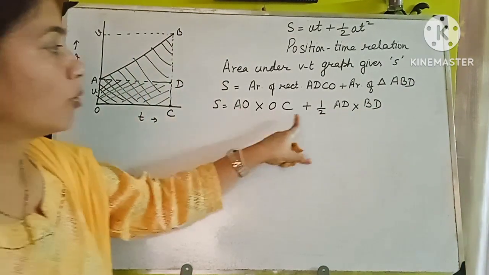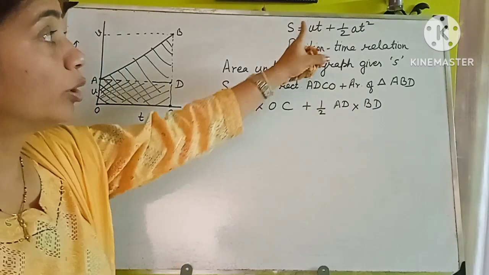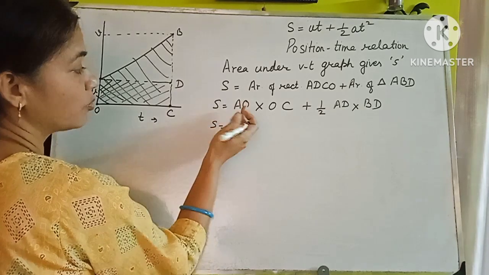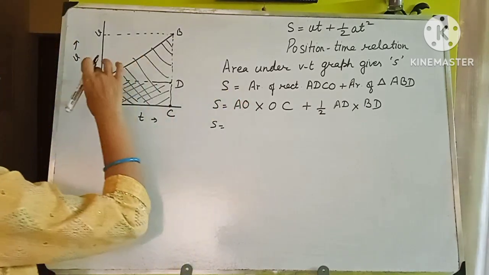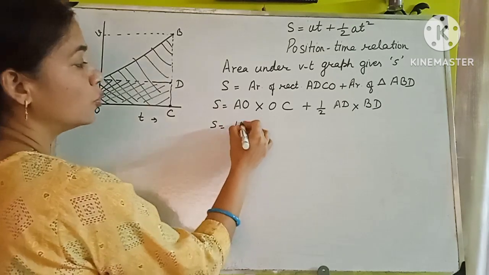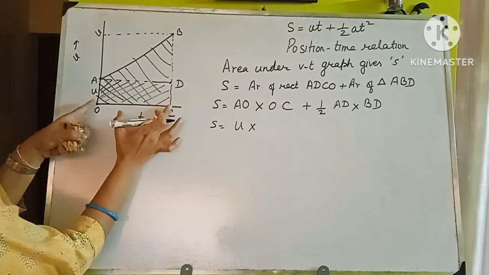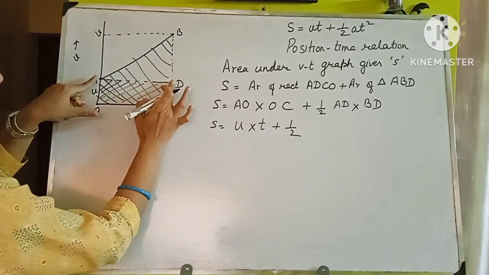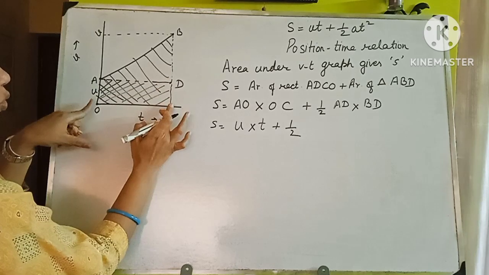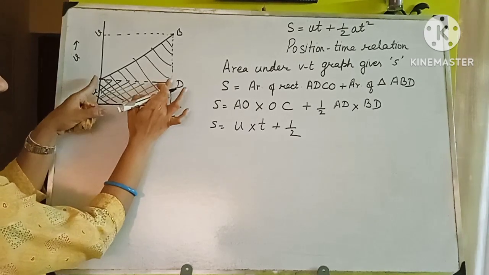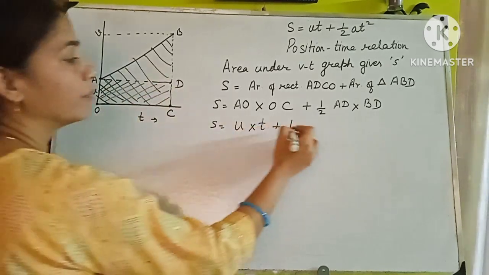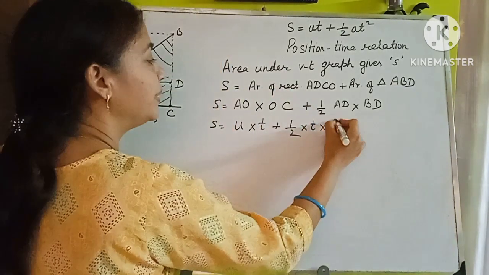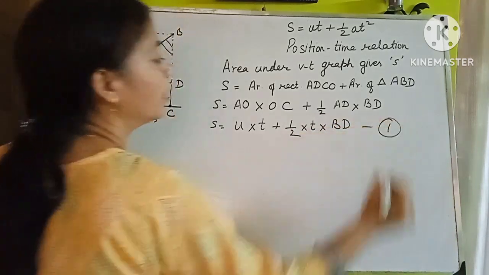Now these AO, OC, AD, BD we don't want. What do we want? u, v, a, t. So wherever possible we will substitute the direct symbols. Coming back to the graph, AO is equal to u, and OC is equal to time taken. AD is equal to OC, and OC is equal to time. BD is not a direct symbol over here, so we'll leave BD as such. Mark this as equation number 1.